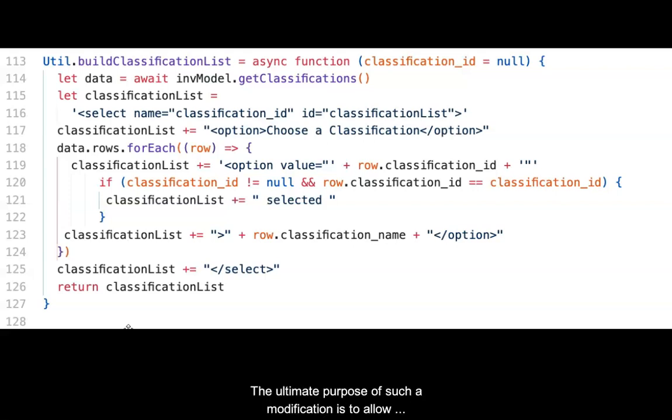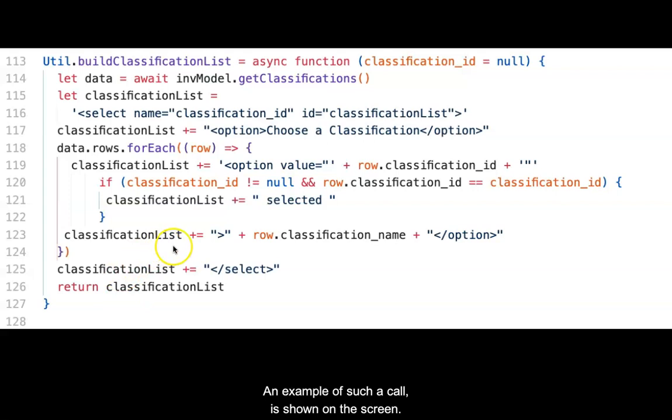The ultimate purpose of such a modification is to allow stickiness to be applied to the select list. If the list is provided in a form, an option selected, and the form submitted, and server-side validation finds an error in the form value, then the selected classification ID can be supplied when this function is called, and the previous selected value will be indicated when the list is rebuilt for display in the form.